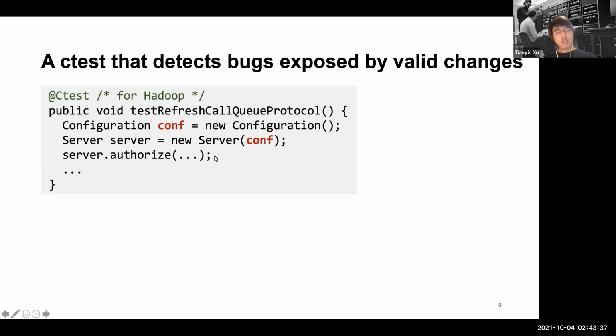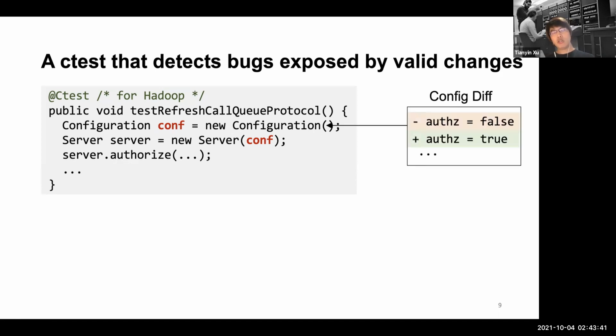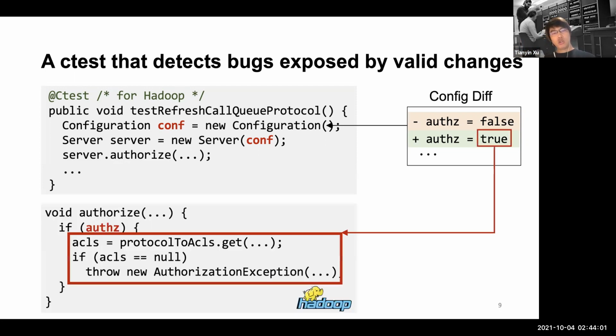As I mentioned, different from traditional software tests, in C-test the configuration is instantiated using the actual configuration you want to deploy. In this example, the configuration diff has one change, which changed the value of this authorization parameter from false to true to enable the authorization service. If we do that, a new code path will be run, because this piece of code will be enabled, because this branch condition will be true.